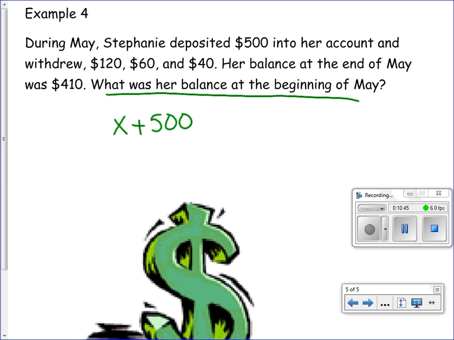Anybody else want to add? What else can go in this equation? Yes? How about plus a negative? Because she withdrew it, so it's going to be a negative 120. Then she also withdrew 60, so it's going to be plus negative 60 plus negative 40. What's going to go on the other side of the equal sign?